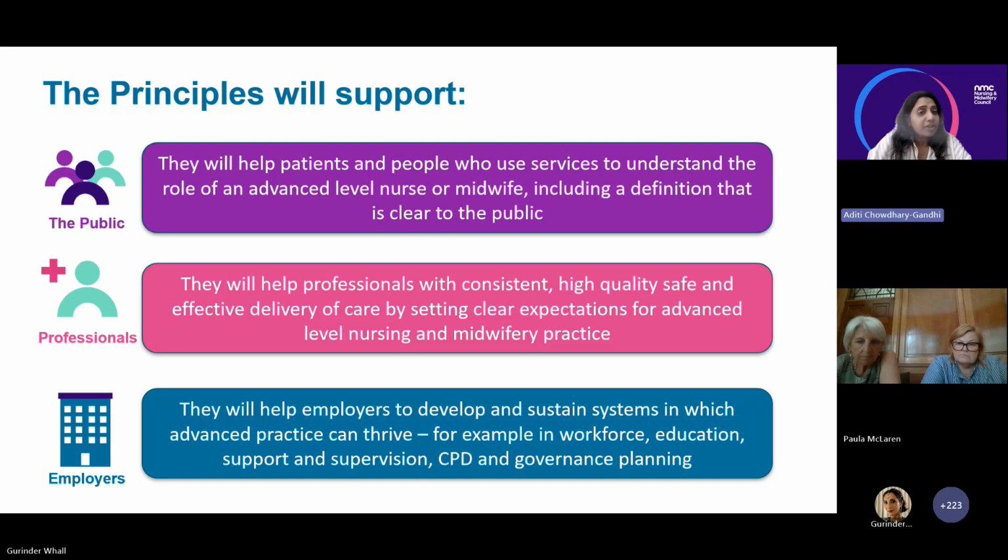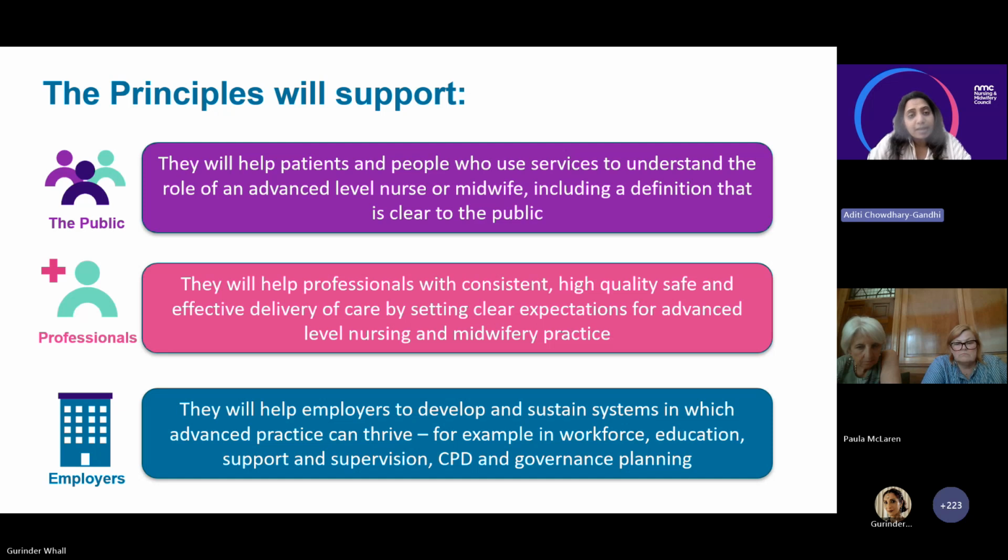And thirdly, and very importantly, we also want these principles to help support employers themselves because they play a dual role. They are not just employers, but they are also educators in a sense because they are supporting the supervision, the continued professional development, and also taking on the newer people or aspiring advanced practice professionals. So we are very aware of the critical role that employers can play in this puzzle, really.